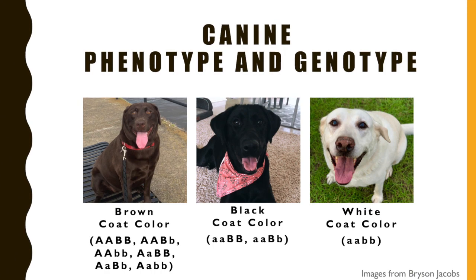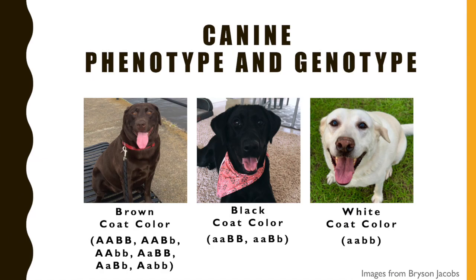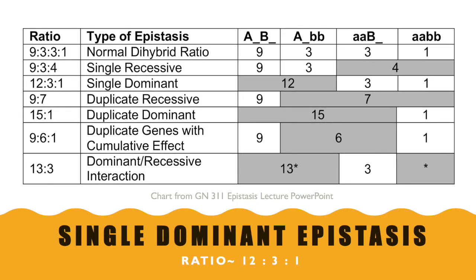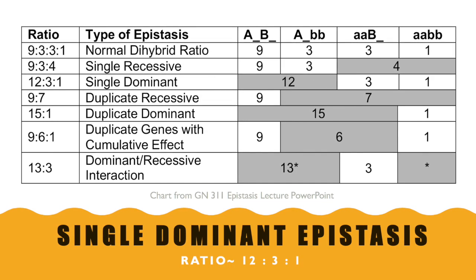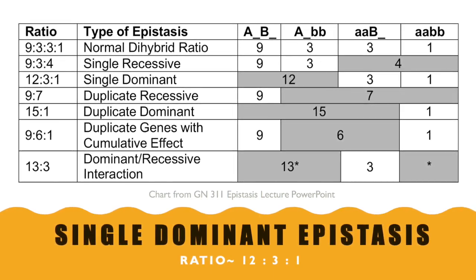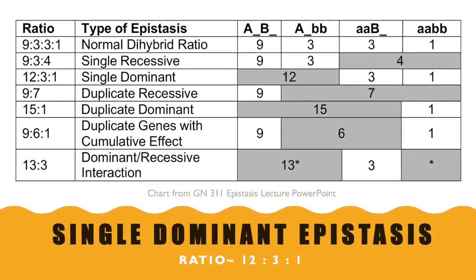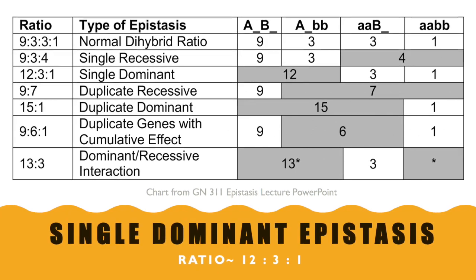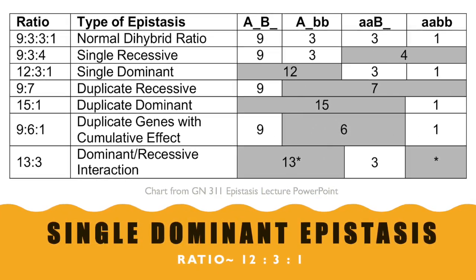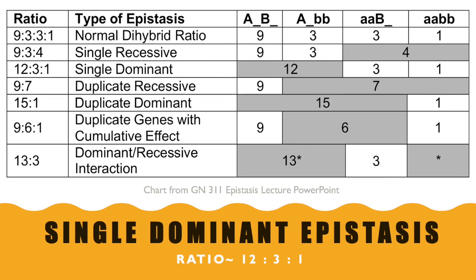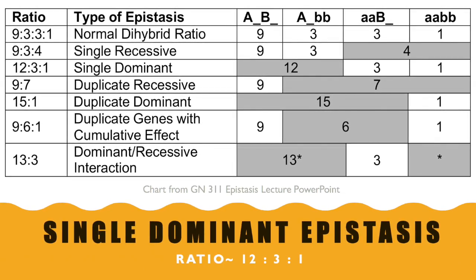Now let's look at the specific kind of epistasis we're working with, as there are 6 different modes of epistasis. For our example, we will be looking at single dominant epistasis. In this mode of epistasis, a dominant allele at one locus will mask or modify the expression of alleles at a second locus. So in our example, the A allele is our epistatic gene and will always be expressed over the B allele if the dominant A allele is present.